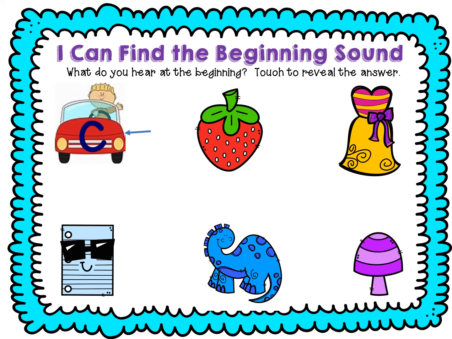Strawberry, chop it. S, strawberry. What letter was that? S. Dress, chop it. D, dress. What letter did you hear? D. Paper. P. Aper. What letter? P. Dinosaur. D. Dinosaur. D. Mushroom. M. Ushroom. M.